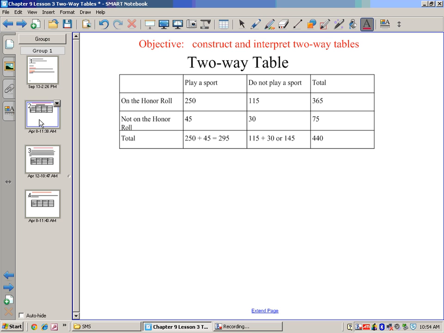Okay, we're going to look at a two-way table here. Here they're talking about playing a sport at the top. They're asked if you play a sport or do not play a sport, and then on the left-hand side down, if they made the honor roll or not.